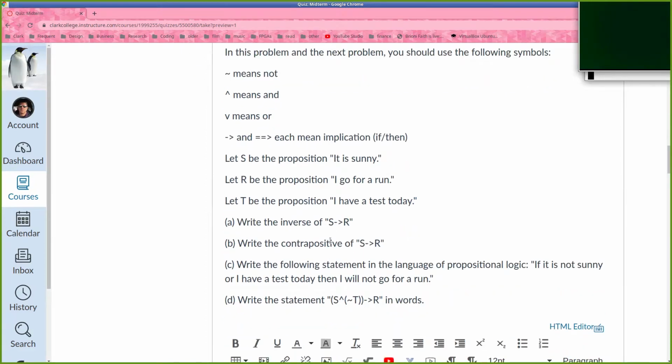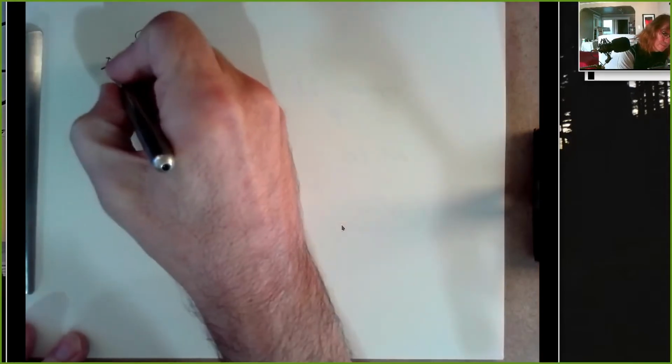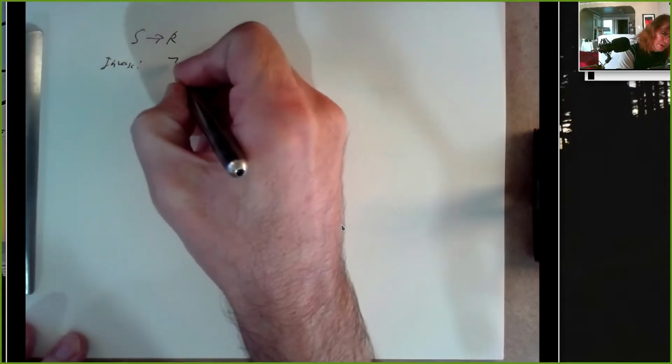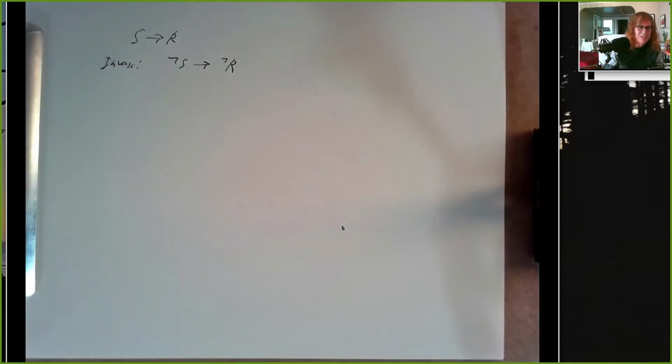All right, so question 3, we were writing propositions and rewriting them. So our original proposition was if S, then R. If it's sunny, then I go for a run. The inverse you get by just negating each of those terms. If not S, then not R. If it's not sunny, then I don't go for a run.